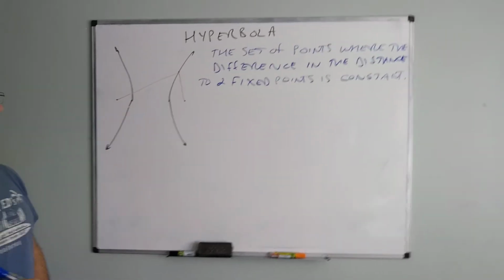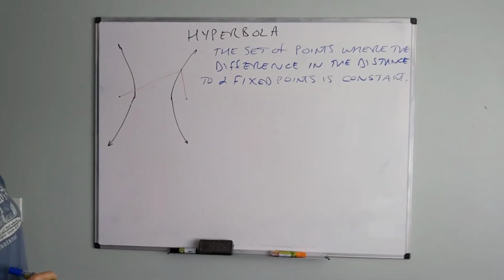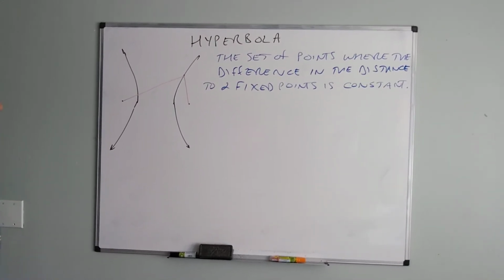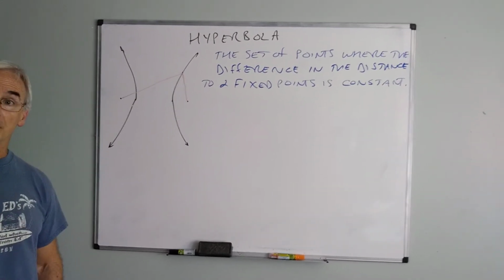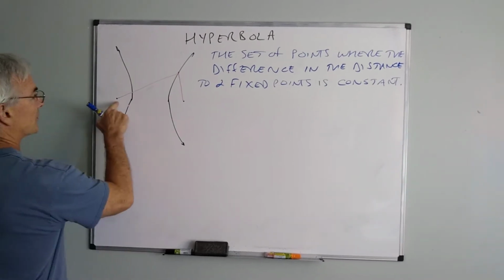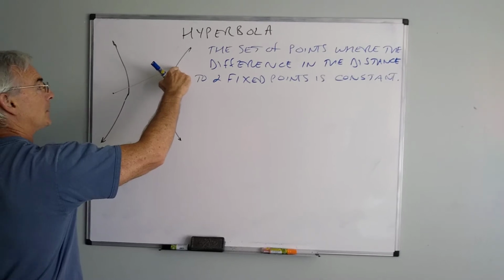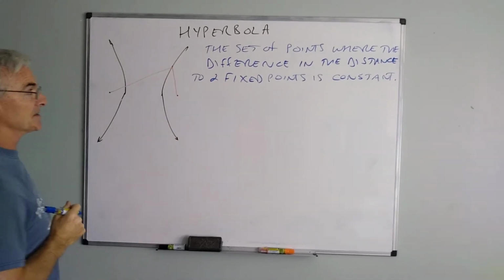Everyone, we now want to talk about the hyperbola. Now, it's very similar to the ellipse in many ways. It's the set of points where the difference in the distance to two fixed points is constant rather than the sum. So if my two fixed points here, the foci once again, and I pick a point at random on a hyperbola, then that distance minus that distance is constant.